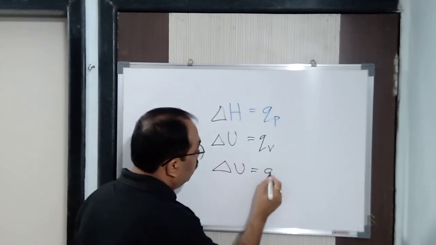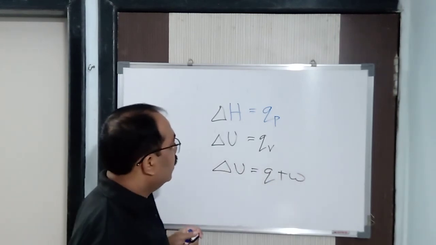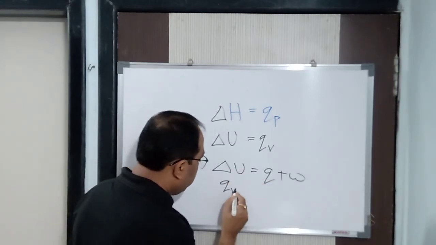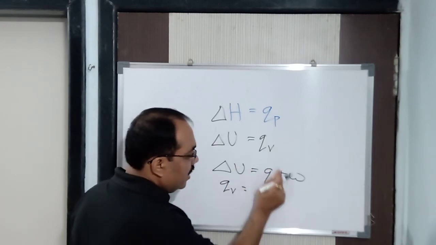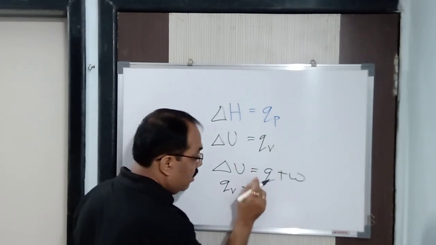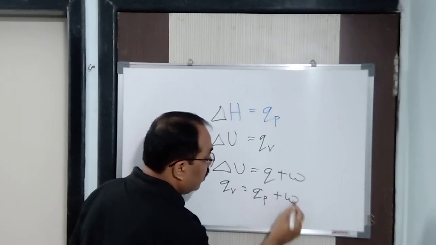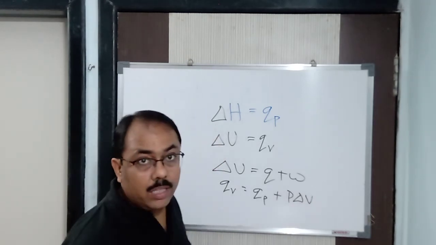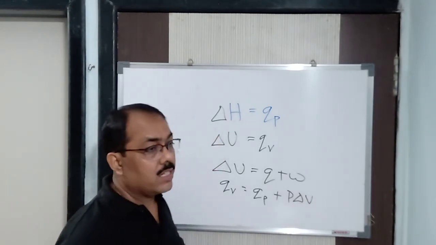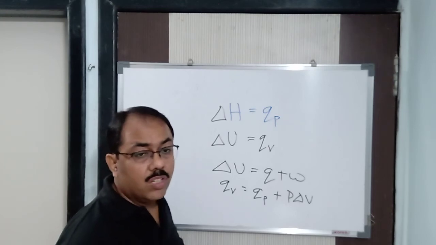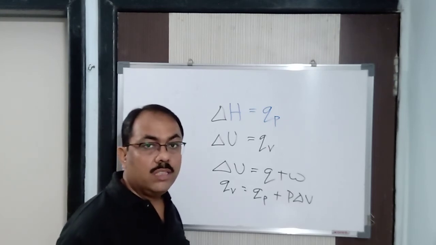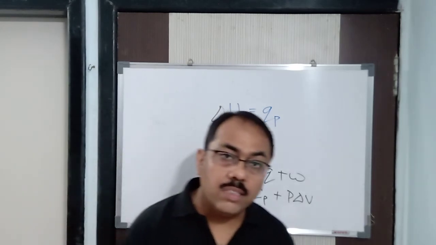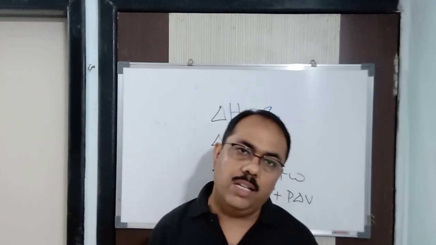Del U is equal to Q plus W. So here, what can you write? Del U, I can write as QV. Now, if the heat is calculated at constant pressure, I can write it as QP plus W, and W I can also write as P del V. Work done upon the system is positive, and work done by the system is negative.